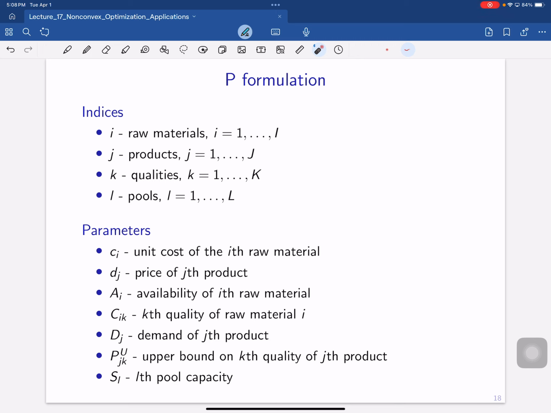So the indices include raw materials, products, and so qualities means things like octane number or sulfur concentration, right? Or you can think about them as red or green. And then we have a list of pools.